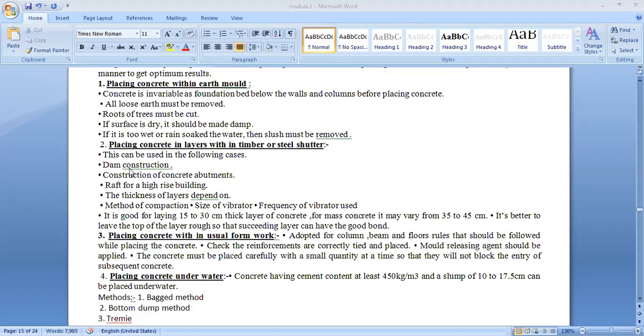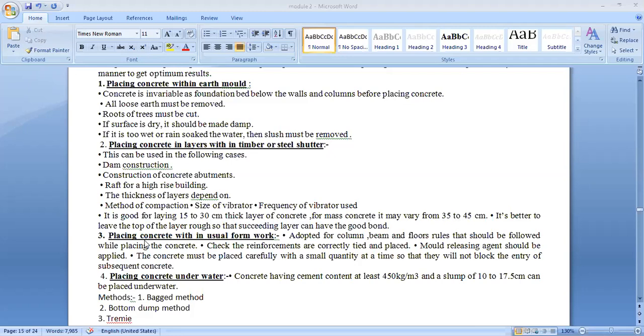Examples of this are a dam construction, or construction of concrete in a raft or high-rise buildings. You are placing the concrete layer-wise. The thickness of layers mainly depends on the method of compaction, how you are going to compact, the size of the vibrator and the frequency of the vibrator you are going to use. Usually the thickness is maintained at 15 to 30 centimeters for plain concreting. If it is mass concreting, you keep it at 35 to 45 centimeters.